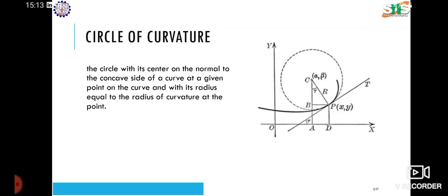Circle of curvature. The circle with its center on the normal to the concave side of a curve at a given point on the curve, and with its radius equal to the radius of curvature at the point.